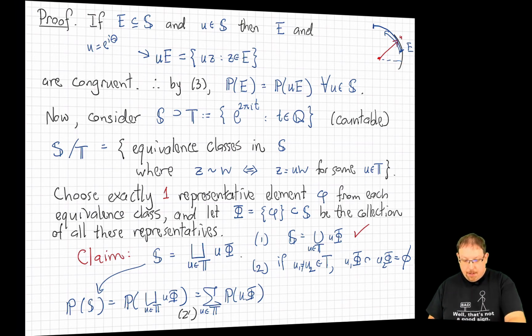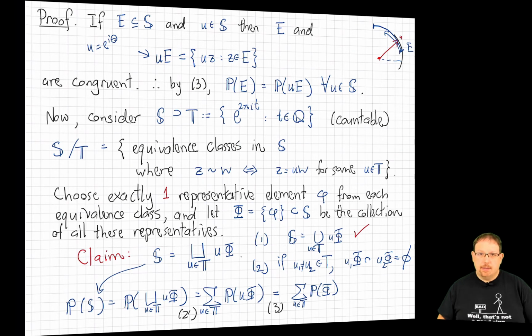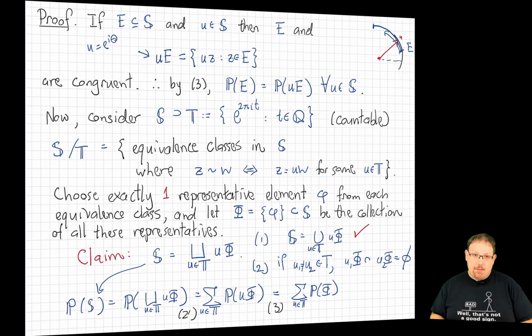But we also have property 3, which is that congruent sets should have the same measurement. So the proportion of u times phi is the same thing as the proportion of just phi itself. Now, what's the proportion of phi? What is the measurement of this crazy set phi, which consists of representative elements from each equivalence class? Well, I don't know. But I can tell you that it's a number between 0 and 1.